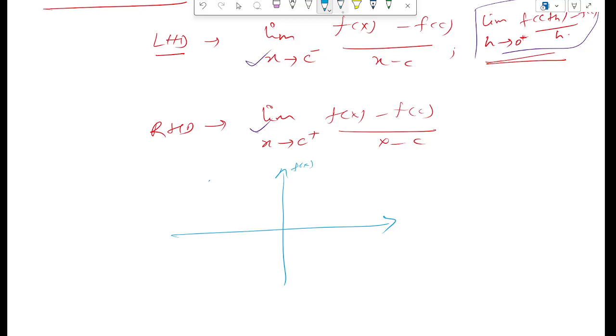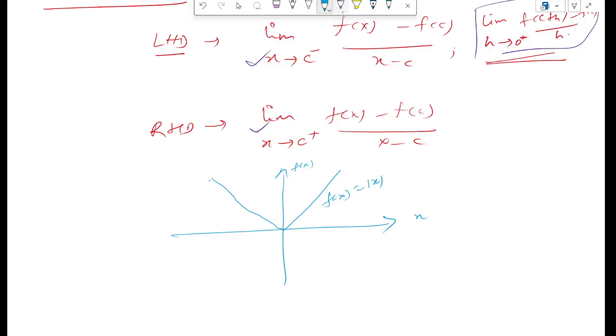This is f(x) and this is x, and this is f(x) equal to mod x. Mod x, we have a sharp turn here. Sharp turn should look like a sharp turn. Okay, this is mod x, f(x) equal to mod x.